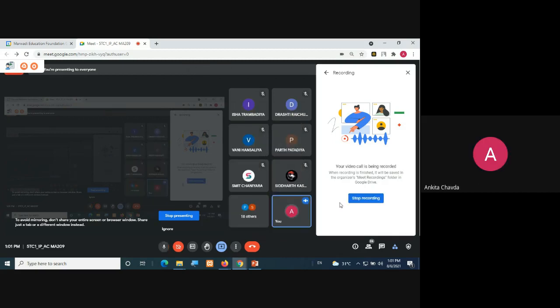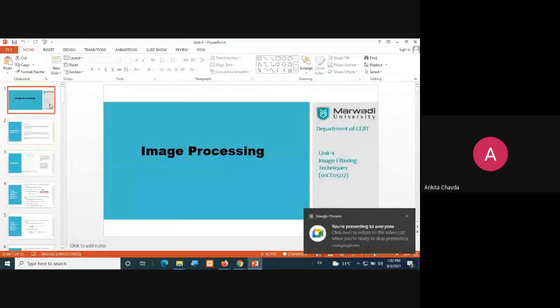Good afternoon, everyone. In our previous session, we saw a few of the revision topics of your Unit 3, image enhancement. Now we are going to start Unit number 4. We are going to start a new unit, where we will see image enhancement techniques in the frequency domain. That's what we are going to see. So let's start with this.